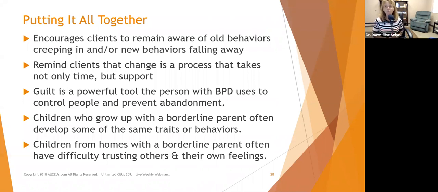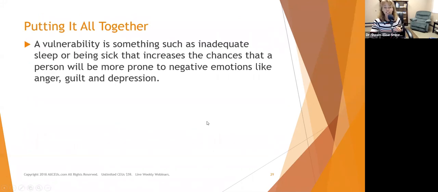Guilt is a powerful tool that the person with BPD or an addiction uses to control people to prevent abandonment. Children who grow up with a borderline parent often develop some of the same traits or behaviors because they weren't taught any other ones. And children from homes with a borderline parent or addicted parent often have difficulty trusting others and their own feelings because everything always revolved around the person with borderline personality disorder or the addiction.